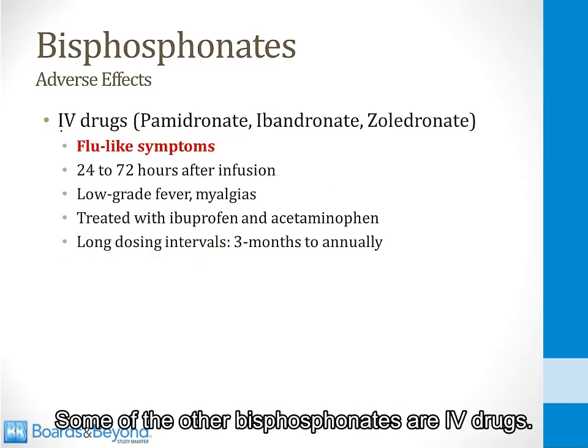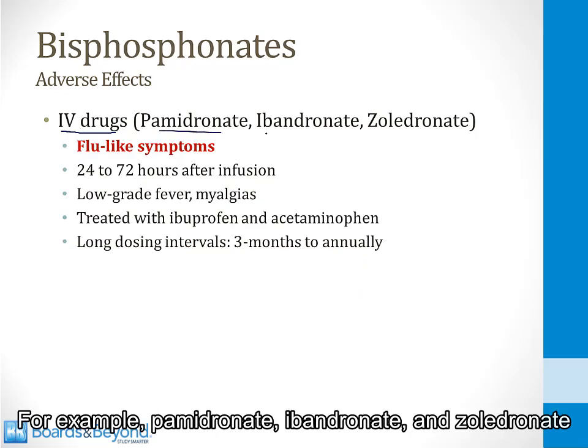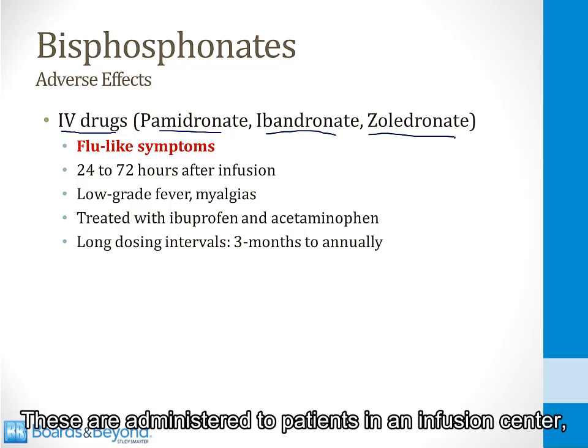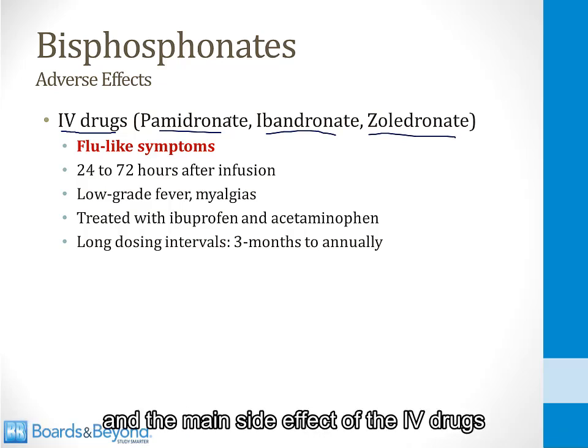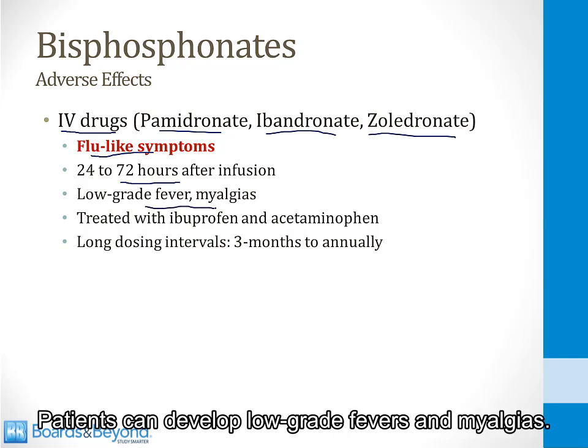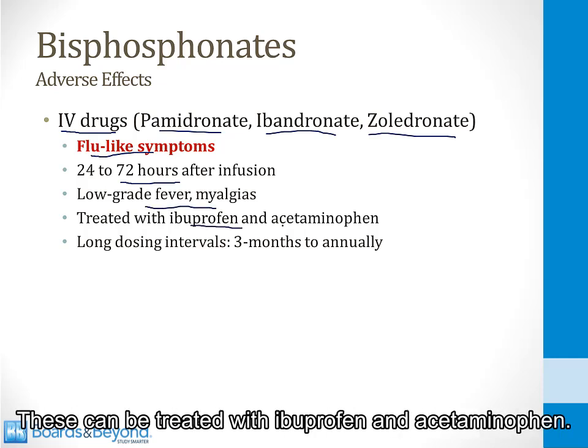Some of the other bisphosphonates are IV drugs. For example, pamidronate, ibandronate, and zolendronate are all IV drugs. These are administered to patients in an infusion center, and the main side effect of the IV drugs is flu-like symptoms. These often occur a day or two after infusion. Patients can develop low-grade fevers and myalgias. These can be treated with ibuprofen and acetaminophen.